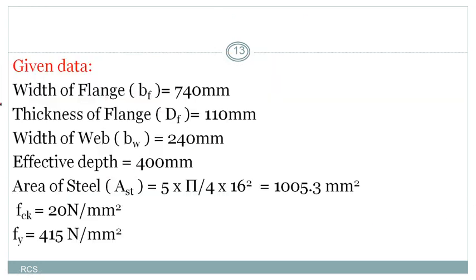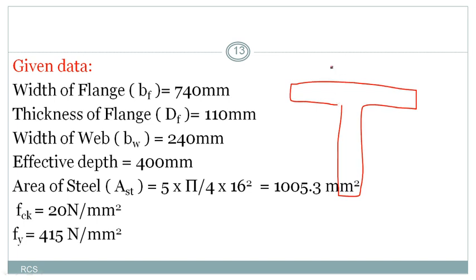What is that? Width of the flange. Let me draw the T beam here. What does the T beam actually look like with the given dimensions? Say this is the T beam. So this is BF, the effective width of the beam, this portion. How much are they given? They are given 740 mm. So this is equal to 740 mm.